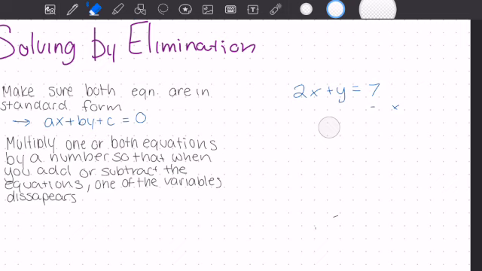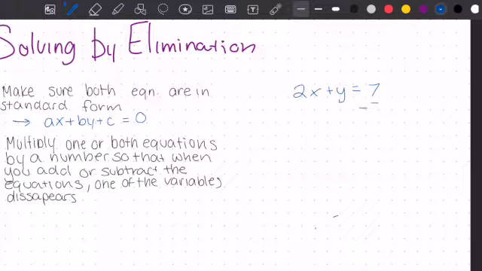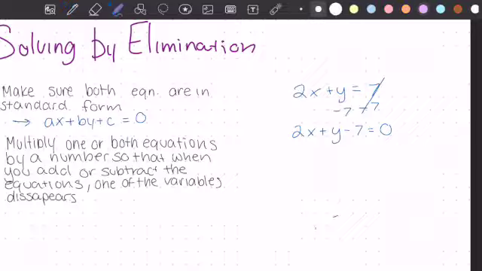Standard form, I'm going to erase this because this is just a little side note here. Standard form gets everything equal to 0. So all I have to do to get this in standard form is minus 7 from both sides. So then I have 2x plus y minus 7 equals 0. Okay? This is standard form. The key for something being in standard form is having that equals 0 written out somewhere. Okay? So that's step 1.